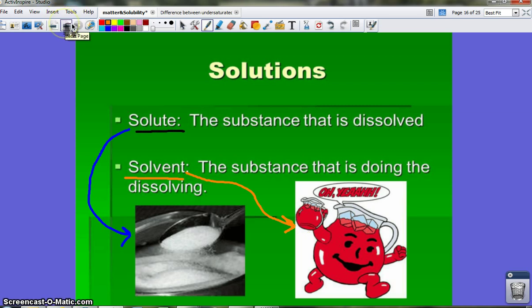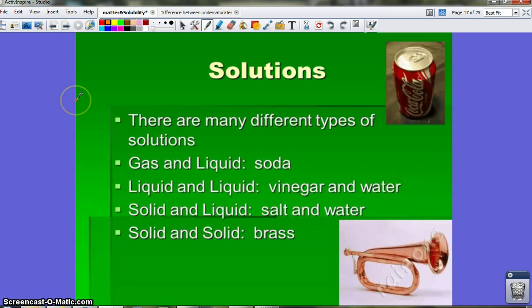Alright, moving on. Remember we have many different types of solutions. Don't be tunnel visioned into thinking that the only solution is a solid and a liquid. We can have a solid and a solid, like brass, a liquid and a liquid, like vinegar and water, or a gas and a liquid, like soda. There are many different types.